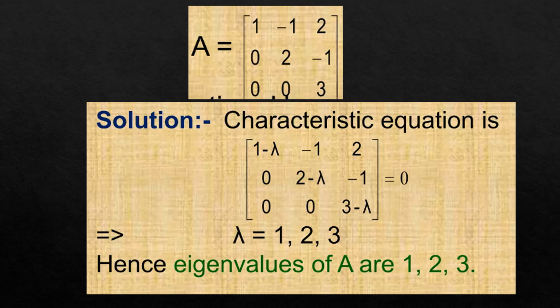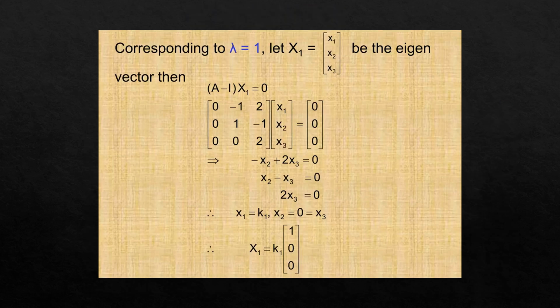So now coming to the eigenvectors. Let's say from this characteristic equation, we have found the eigenvalues as 1, 2, 3. Then, going to the eigenvectors, how do we calculate them? For every value of lambda, we need to calculate the eigenvectors. The first value we got is lambda equal to 1, and I assume my eigenvector is x1, x2, and x3 corresponding to lambda as 1.